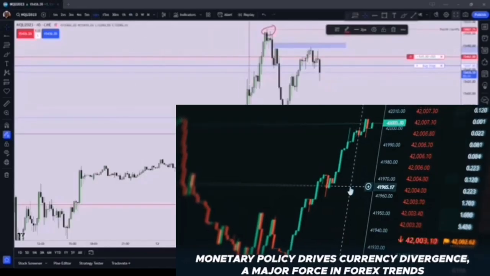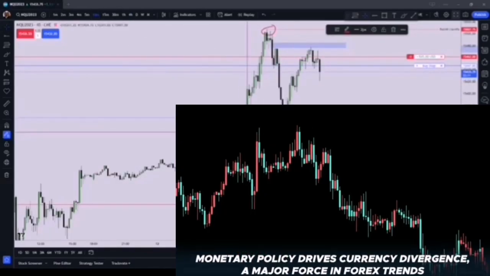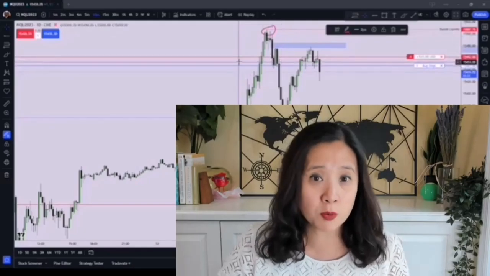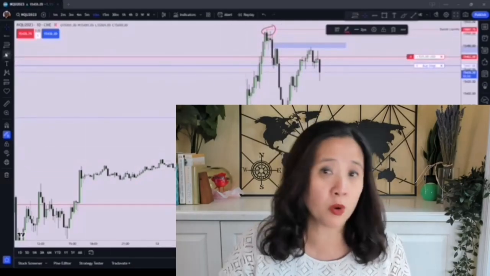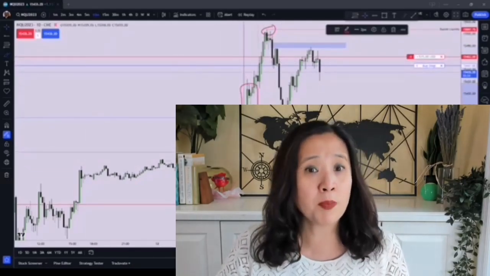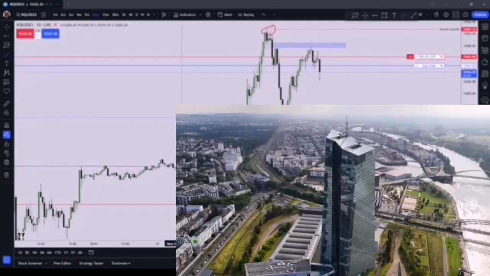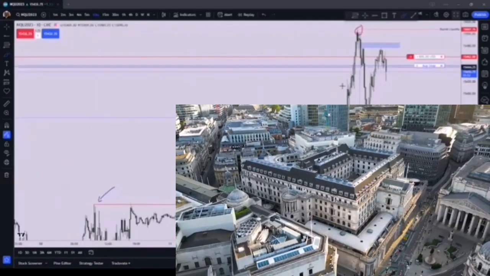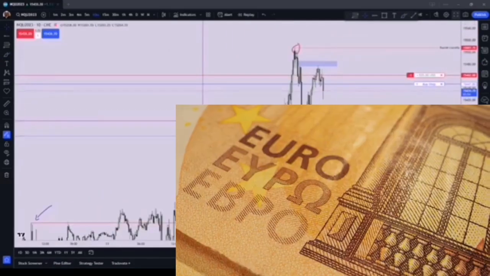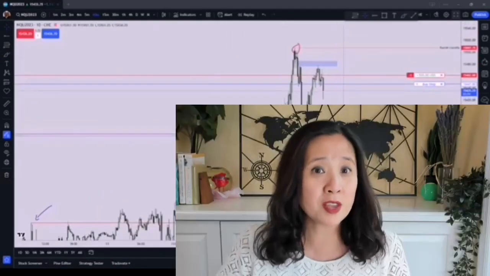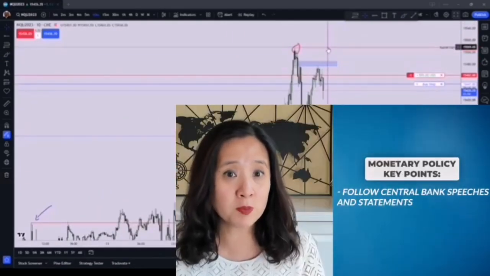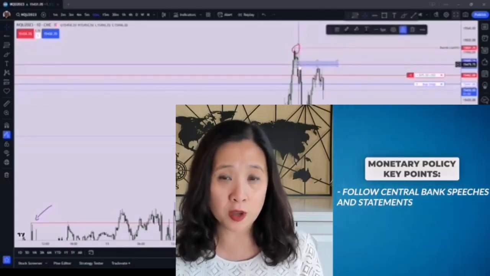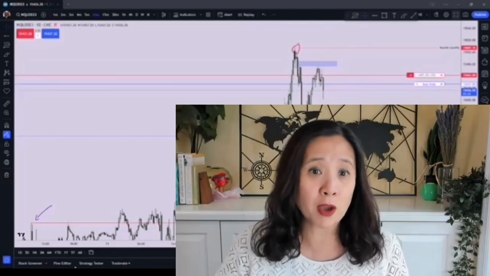Monetary policy creates currency divergence, which is a key driver of forex trends. When you have 2 central banks that take opposite approaches, like one is cutting interest rates, the other one's not doing anything, it creates a powerful long-term trend. If the ECB loosens monetary policy while the Bank of England stands put, the British pound could soar against the euro. To trade monetary policy effectively, follow central bank speeches, statements, and all the news related to where central bank policy could go. These often contain hints about future policy moves.